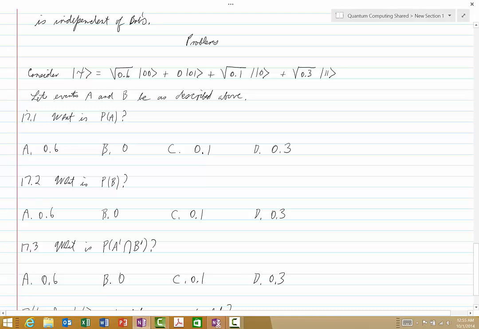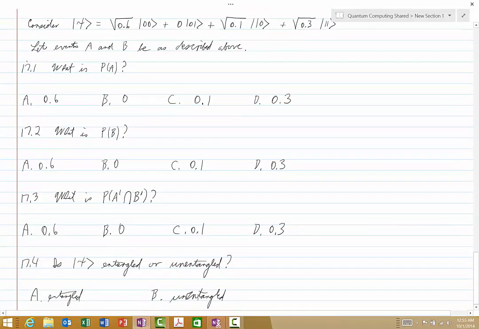In other words, A is the event that Alice and Bob are both measuring with the standard basis. Alice is measuring the first qubit, Bob is measuring the second qubit. A is the event that Alice measures 0 for the first qubit. B is the event that Bob measures 1 for the second qubit. And so if this is the state, then I ask, what is P of A? And the choices are A is 0.6, B is 0, C is 0.1, and D is 0.3. And those are the choices actually for all three of the problems, 17.1, 17.2, and 17.3.